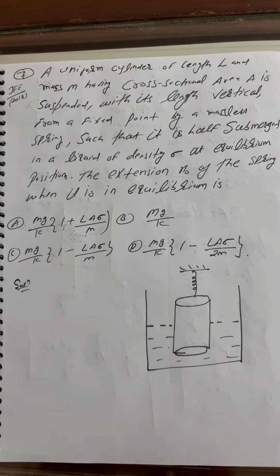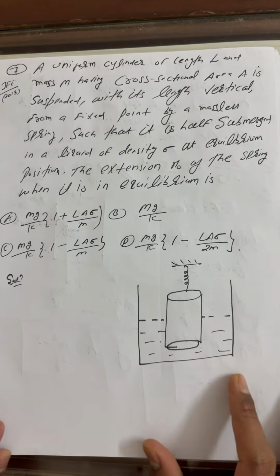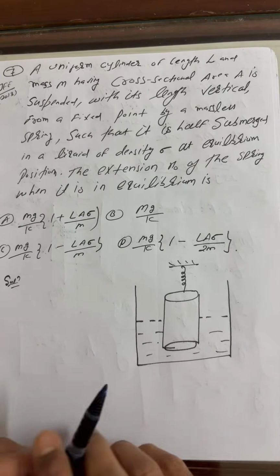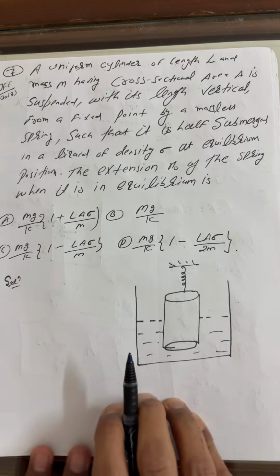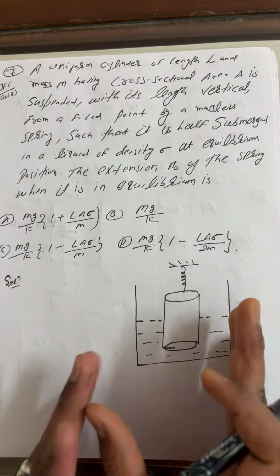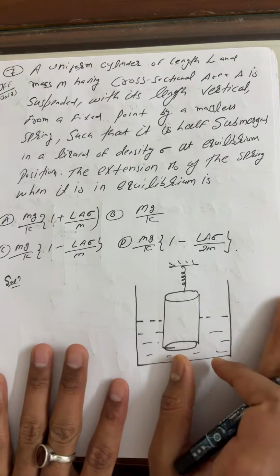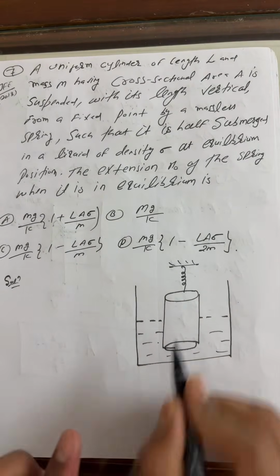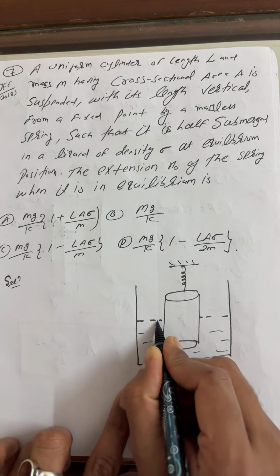JEE has asked this question multiple times, and it's a good question. So just listen carefully, everyone. Previously they asked the question without data, so they just mentioned increase, decrease like that. But now it says half a part of the cylinder.